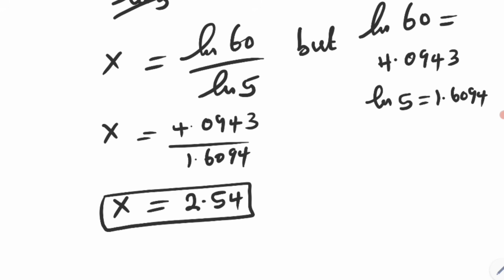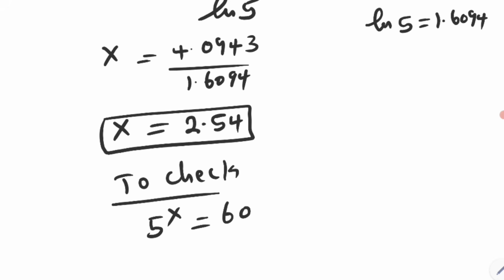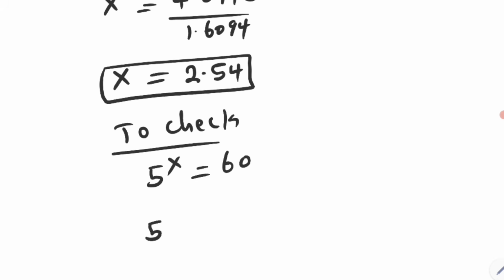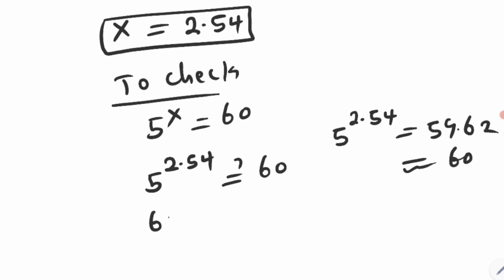We may check to confirm if this answer is right or wrong. Let's check. To check, we have the given equation 5 raised to power s is equal to 60, and this is 5 raised to power 2.54 must be equal to 60. 5 raised to power 2.54 is equal to 59.62. This is approximately 60. Therefore, the left hand side, 60, is equal to the right hand side, 60, which is true.